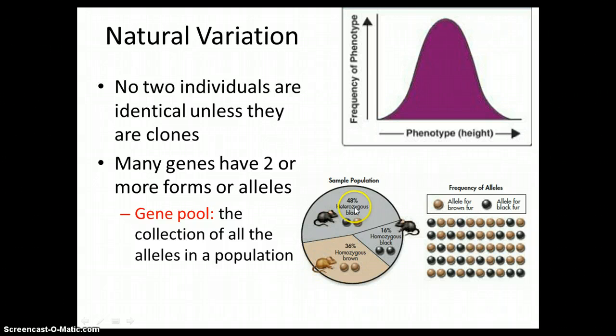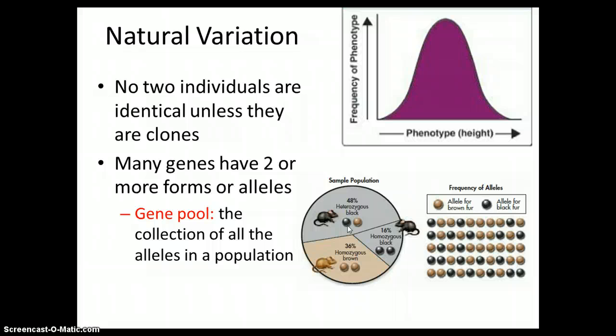So in the heterozygous black mice, they each have one black, so that's 48 black alleles. And homozygous mice each have two black alleles. So 16 homozygous mice times two alleles gives you 32 black alleles. So 32 black alleles from homozygous mice plus 48 black alleles from heterozygous mice gives us 80 black alleles. Out of a total of 200, that's 40% of the alleles in this population for fur color are black.